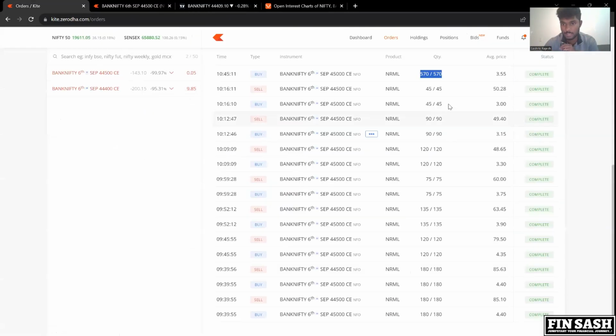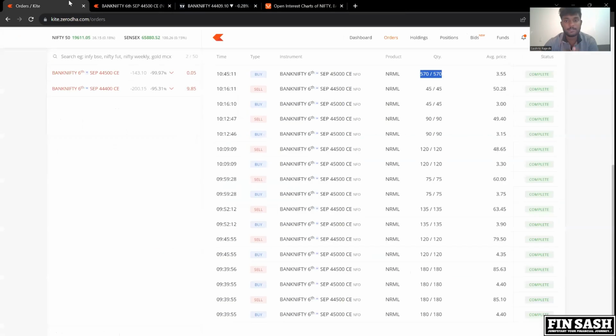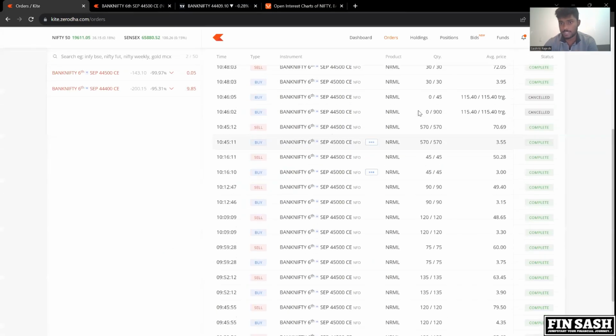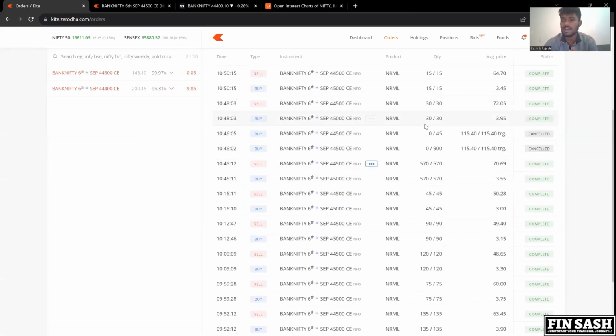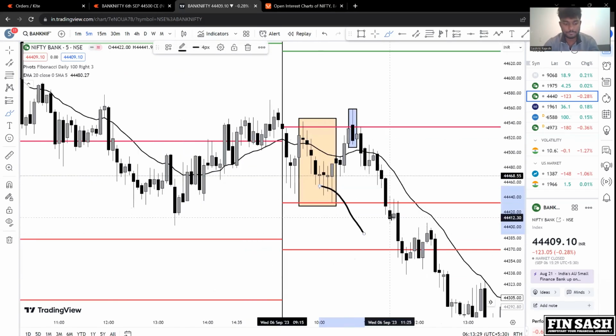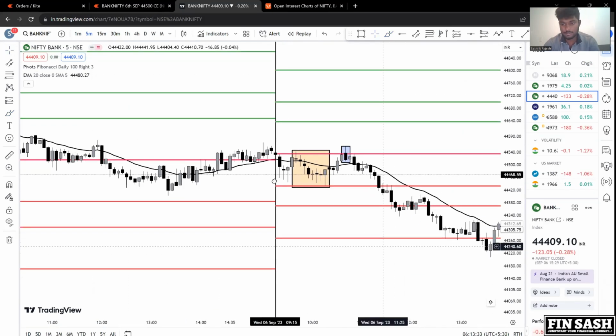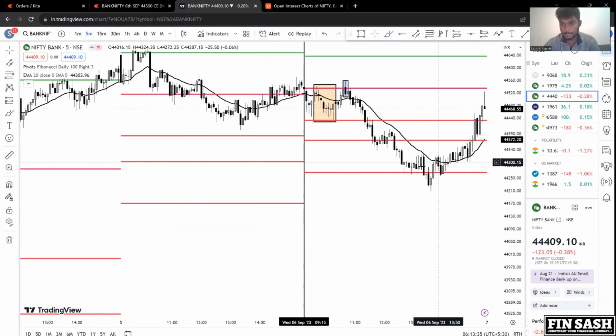So that's when around 10:45, which is this candle basically, here, I added 570 quantities, basically my entire quantities. And then I slowly added small quantities like 30, 15 and all, when the market slowly started going in my direction. And then there was a huge fall. So this is what happened to my trade.